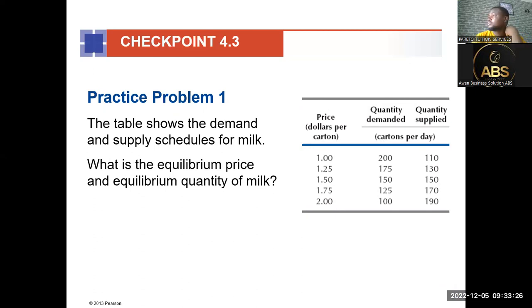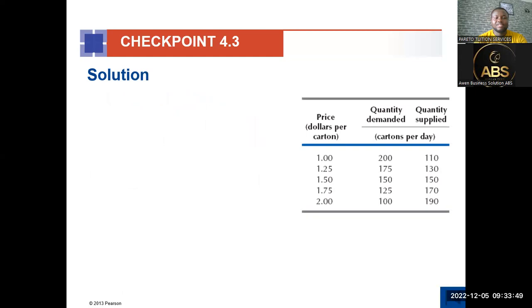The equilibrium price is 1.50. Okay, and the equilibrium quantity? Equilibrium quantity is 150. Very good. So equilibrium price is the price at which quantity demanded is equal to quantity supplied. So very good, 1.5 and 150 for price and quantity respectively. All right.